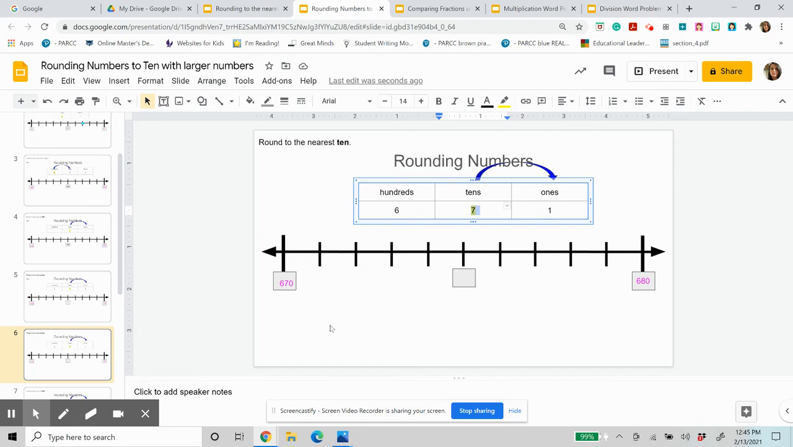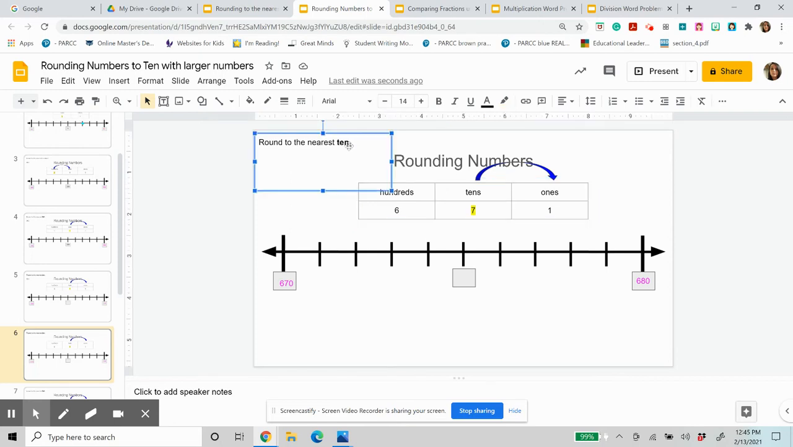Now that we have our two choices, we look at our deciding number. It's a 1. A 1 is less than 5. So we're going to go with the lower of the two numbers, which is 670. So 671 rounded to the nearest 10 is 670.